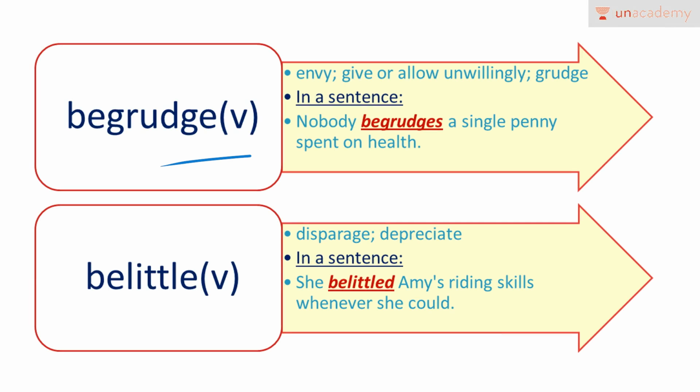Next word, begrudge, is a verb. Definition, envy, give or allow unwillingly, grudge. In a sentence, it would read, nobody begrudges a single penny spent on health. Next, belittle, verb. Definition, disparage, depreciate. In a sentence, it will read, she belittled Amy's writing skills whenever she could.